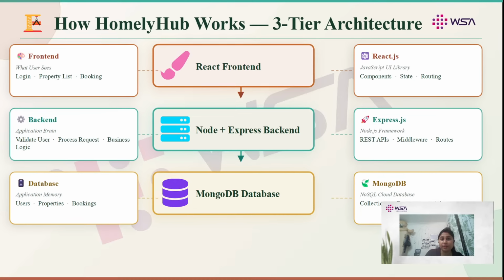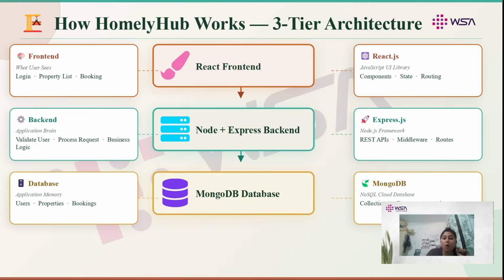In the middle, we have our Node.js and Express backend. This is the brain of our application. Suppose the front end says, I need some properties. The front end is us, like we are the client. From the front end we are asking for Goa properties. The backend receives that request, checks what needs to happen, applies the business logic and communicates with the database.